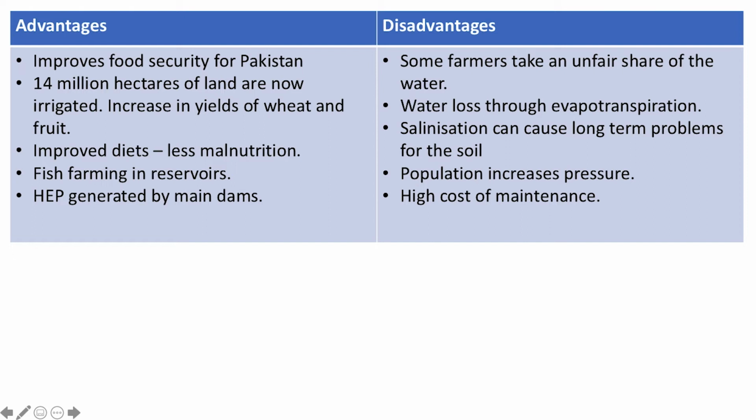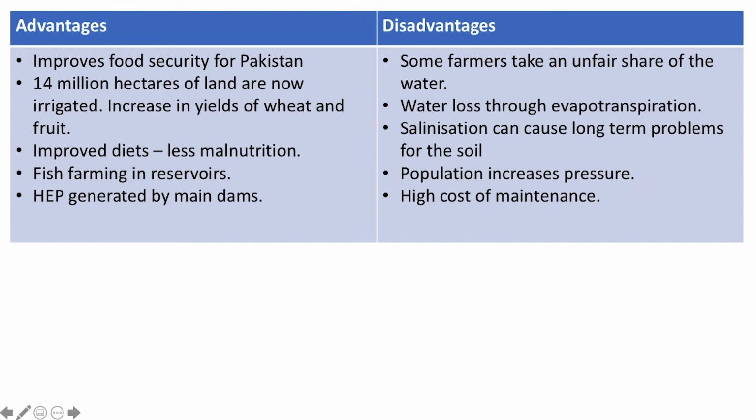It says the following. The advantages are, we've got improved food security for Pakistan, 14 million hectares of land can now be irrigated. They've improved their yields of wheat, but also things such as fruit, so the diets have not only become greater with greater calorie intake, but more varied, which reduces malnutrition, because you can have all the calories in the world, but if the food isn't balanced, you're still going to have health issues. So this has helped address that. As I said before, with the reservoir, we've now got fish farming, which adds protein to diets, and we've got HEP, hydroelectric power, generated by those main dams, which as a subsidiary then helps improve the economy of the area.